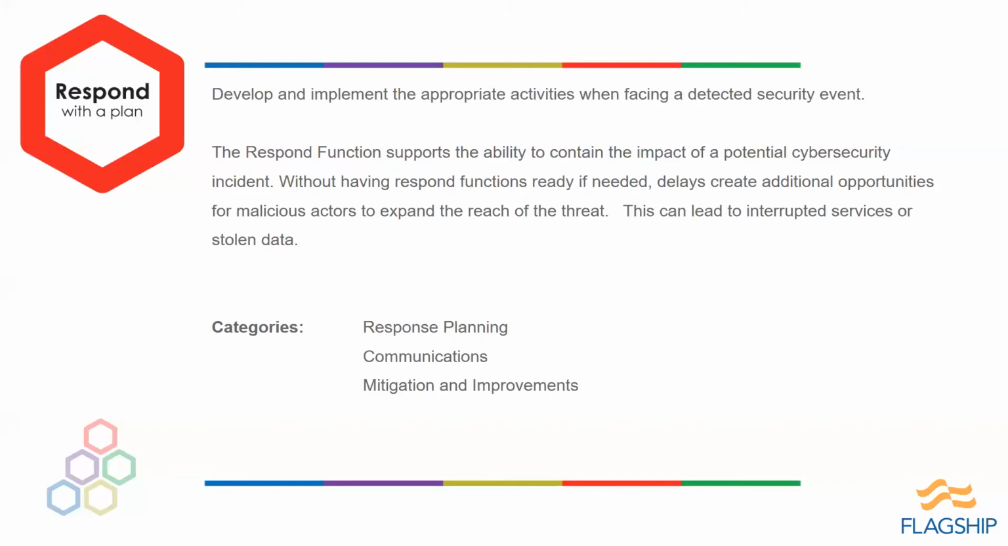So response planning is one of the outcome categories here. In the event of a cybersecurity incident, there should be a process and procedure in place to follow. Communication should be managed during and after an event with stakeholders, law enforcement, students, parents, external partners, etc. And mitigation activities should be performed to prevent the expansion of the event, to resolve the event, and also to incorporate any lessons learned from the current event or previous events.